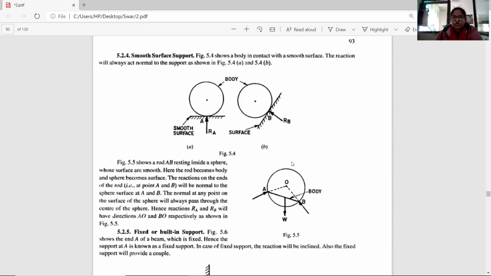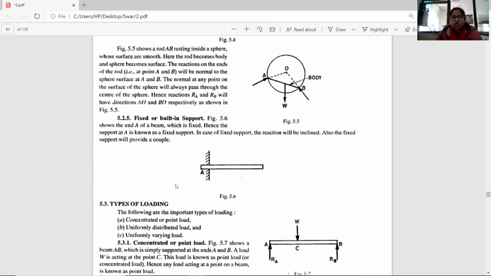Next is the smooth surface support, where there is a smooth surface which gives support to the body. The reaction will always act normal to the support, as shown in this figure. Next is our fixed or built-in support. This point A is known as a fixed support. In a fixed support, the reaction will be inclined, and the fixed support will also provide a couple.